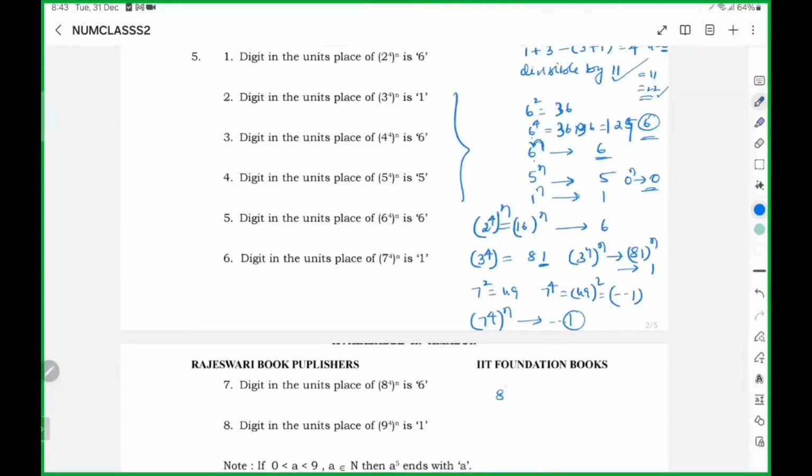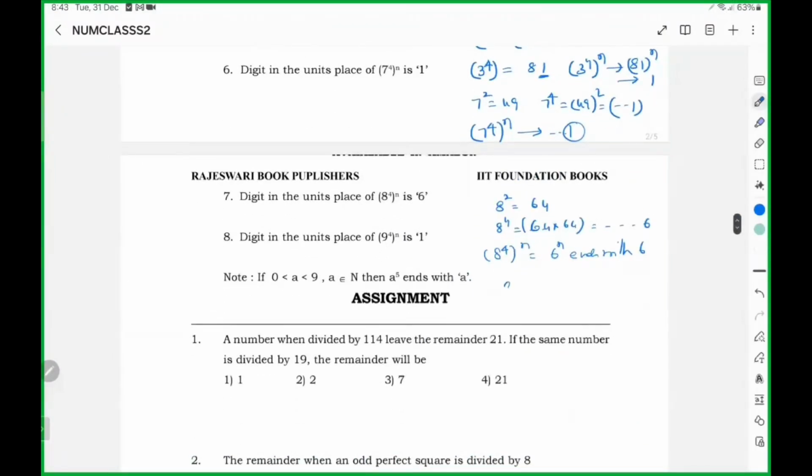So similarly here 8 square is 64. 8 power 4 is 64 into 64, which ends with 6. So 8 power 4 whole power n is like 6 power n, ends with 6. Similarly here 9 power 4 ends with 1. 81 into 81, 9 power 4 whole power n ends with 1.